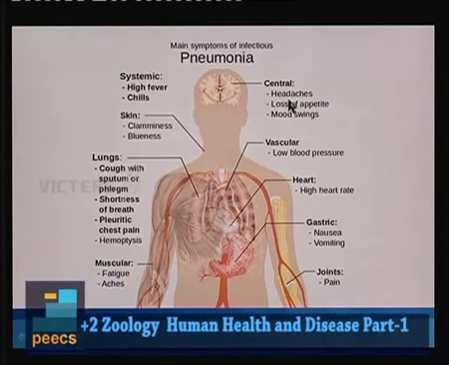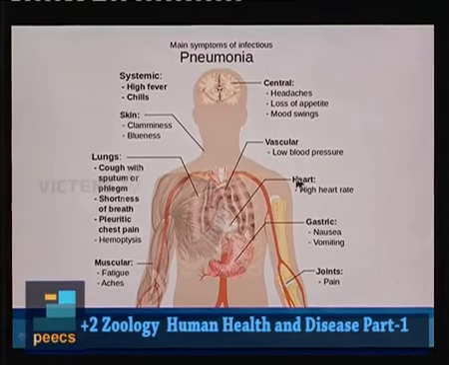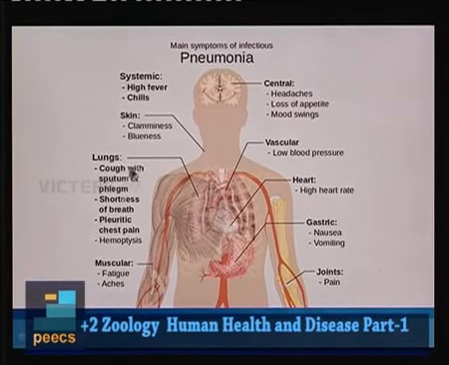Here you can see there will be headache, loss of appetite, mood swings. It is also affecting the blood vascular system, there will be low blood pressure, and the heart rate will be high. It is mainly affecting the lungs, and you can see as one of the symptoms a pleuritic chest pain. So, what is pleurisy? Pleurisy is inflammation of the membrane which is covering the lungs. Pleura are the membranes covering the lungs.